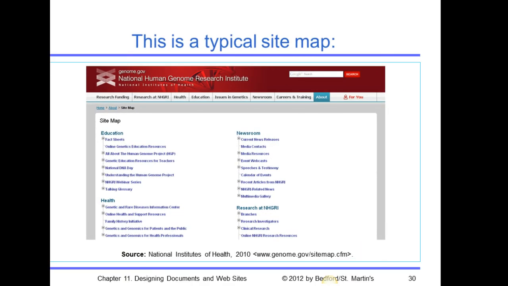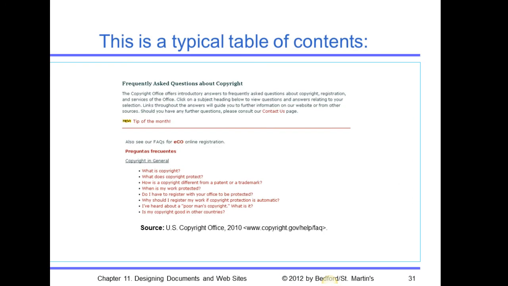Alright, this is a typical site map, and you can see how it's been organized. Alright, this is a typical table of contents, and you can see how the material is offered. We've got our lines to separate the various categories.